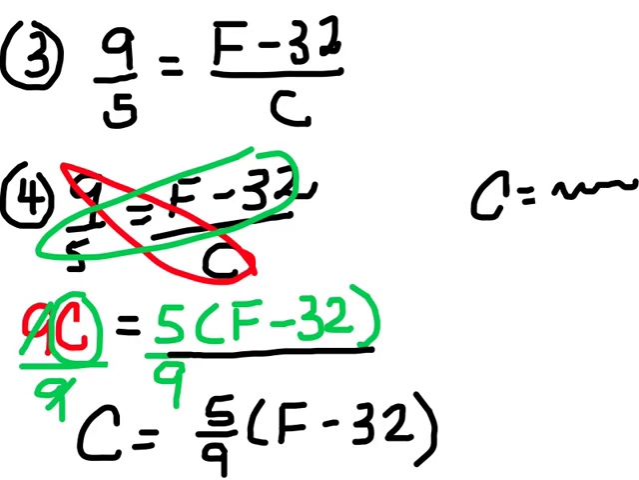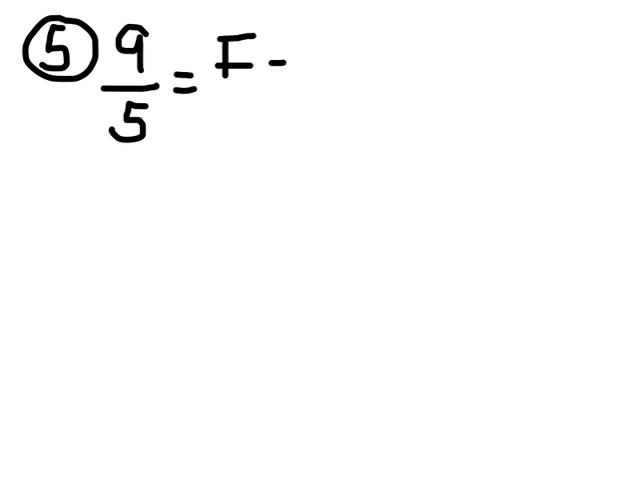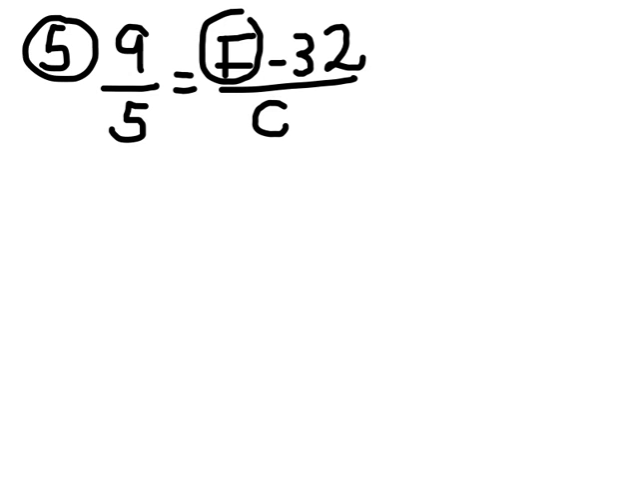And now for number 5, we're going to do the same thing all over again, but this time we're going to get F by itself. It's a little bit more work. So for number 5, let me write that same thing that I've got on number 3 down. All right, so this time they say solve for F in terms of C, which means get F by itself. C is going to be on the other side.